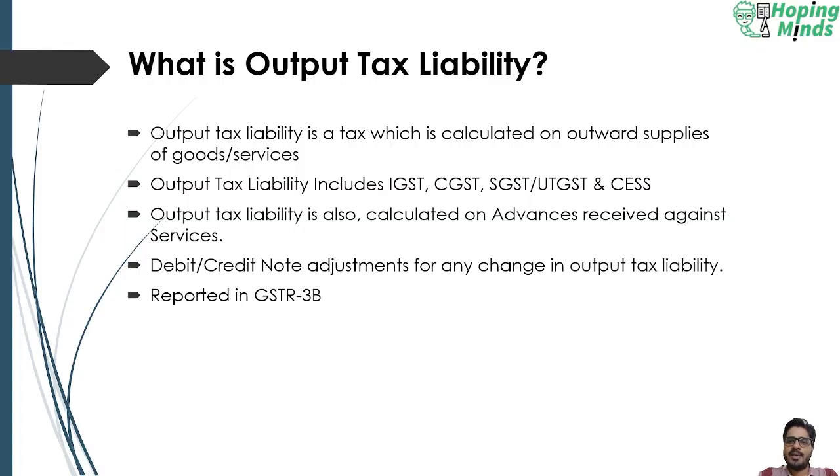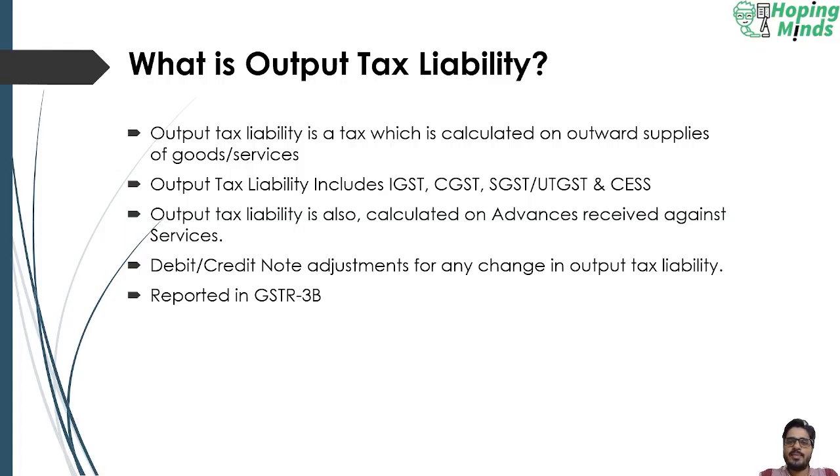So next, output tax liability includes IGST, CGST, SGST or UTGST and cess. So if I have made the supplies within my state, then it will include CGST and SGST or UTGST. But if I have made the supply out of my state, then it will attract IGST. There are some products which along with the taxes attract certain cess. For example, coal attracts cess along with the GST.